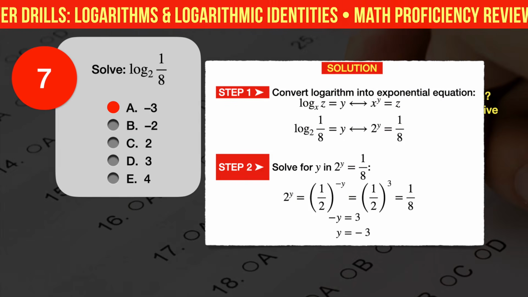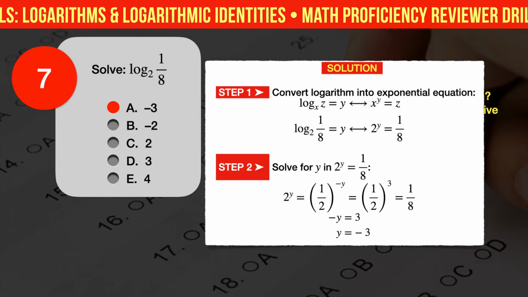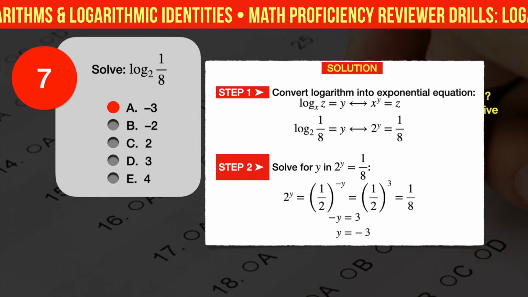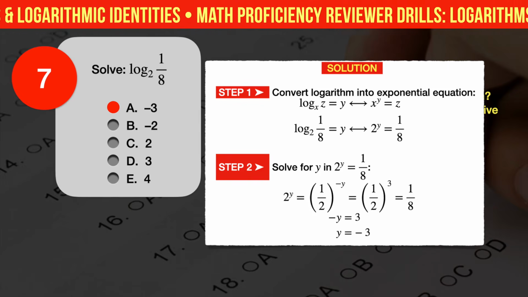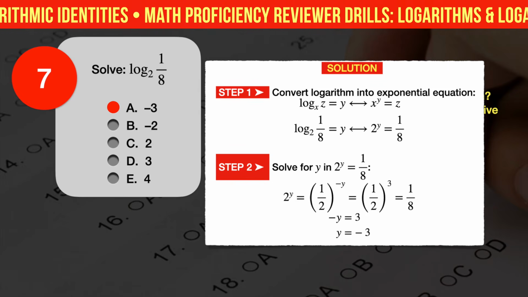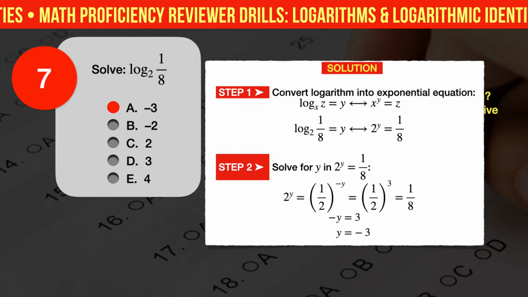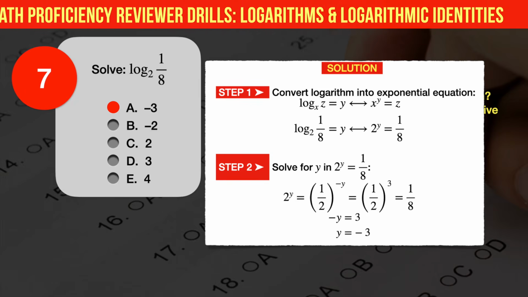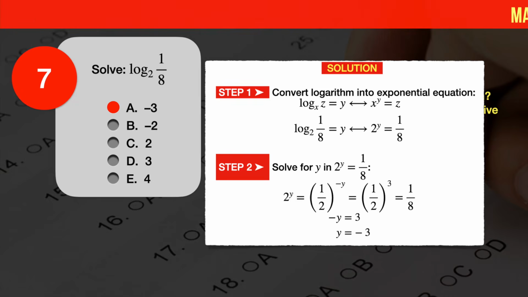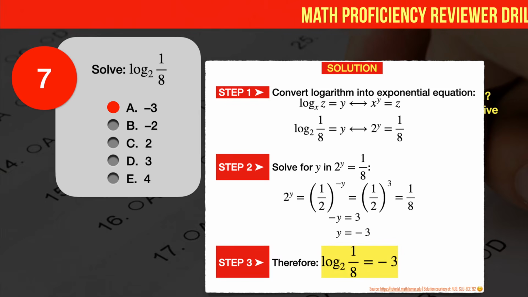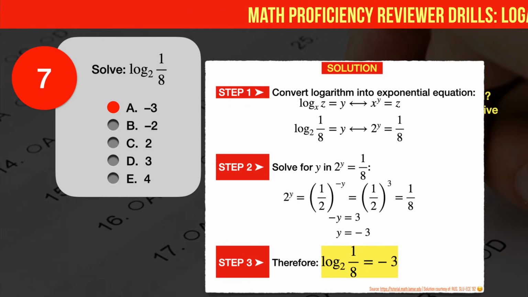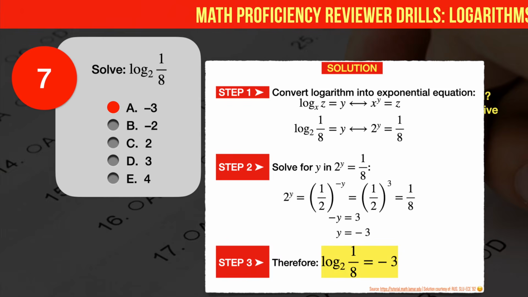Since the result of the exponential equation is a fraction, that is, 1 over 8, what should be the exponent of 2? If we replace 2 with its reciprocal, which is 1/2, we must also replace the exponent y with its reciprocal, which is minus y. Now, what exponent of 1/2 will result to 1/8? That's right, it is 3. Which means that minus y is equal to 3, or y equals minus 3. Therefore, logarithm base 2 of 1 over 8 equals minus 3.